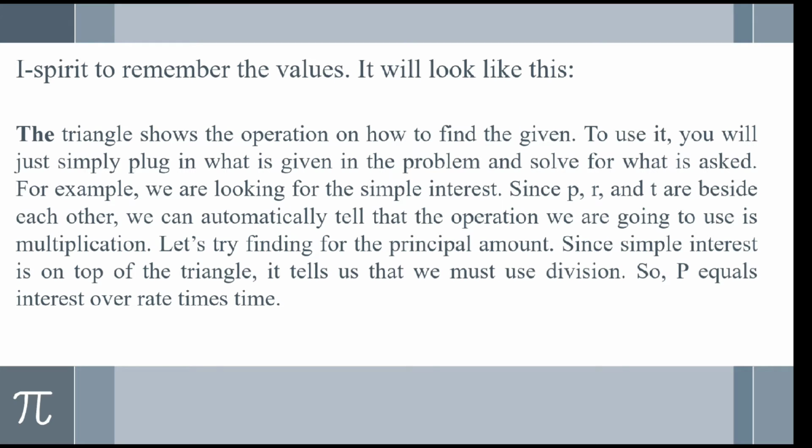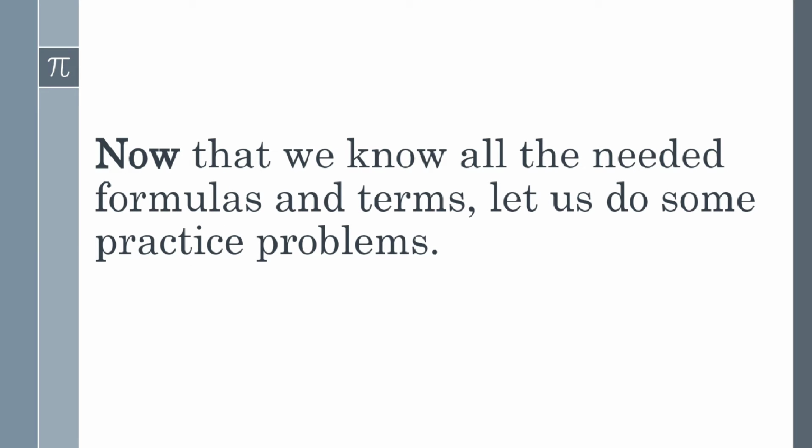Since P, R, and T are beside each other, we can automatically tell that the operation we are going to use is multiplication. Now let's try finding the principal amount. Since simple interest is on top of the triangle, it tells us that we must use division. So P equals interest over rate times time. Now that we know all the needed formulas and terms, let us do some practice problems.